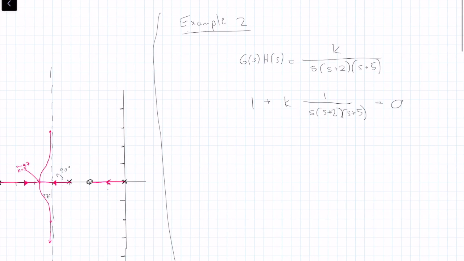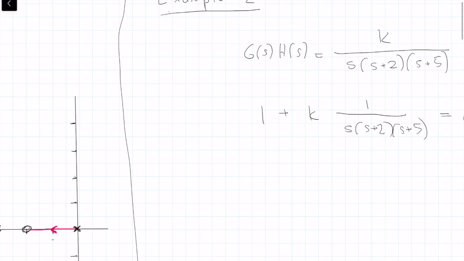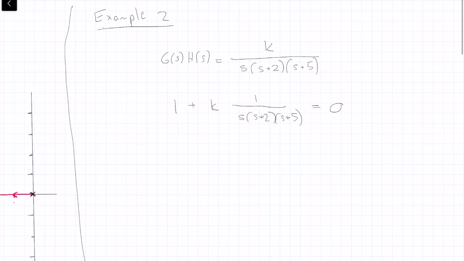Guide 1 tells us that it's symmetrical, and we don't care too much about that. So we can now move on to guide 2 and calculate where our poles and our zeros are. The zeros are at the top. So if we look at the zeros, we have no zeros.